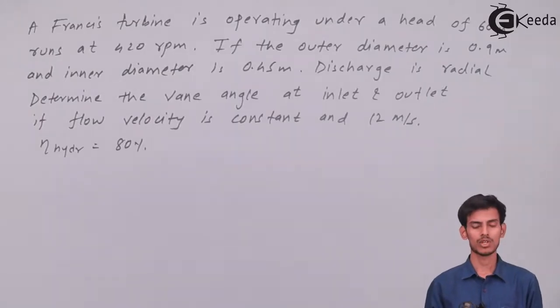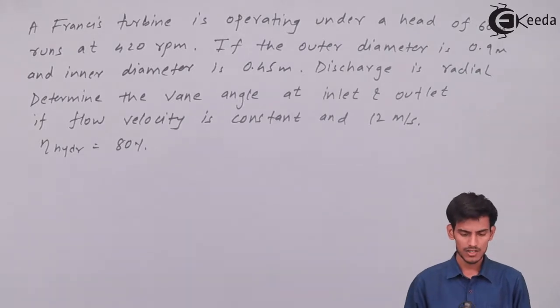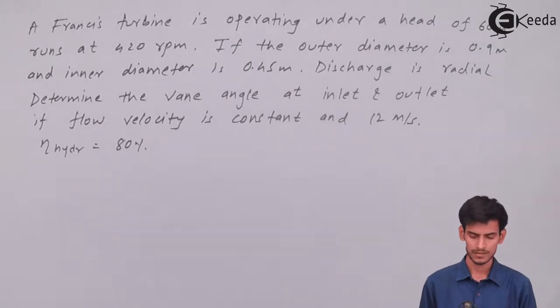So let me read out the question once again. A Francis turbine is operating under a head of 60 meter, running at 420 rpm. If the outer diameter is 0.9 meter and the inner diameter is 0.45 meter, and the discharge is radial, determine the vane angle at the inlet and outlet. So we have to calculate the value of theta and phi.